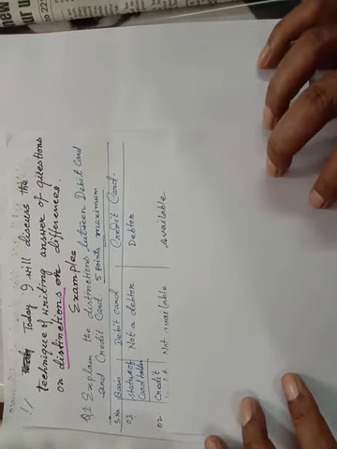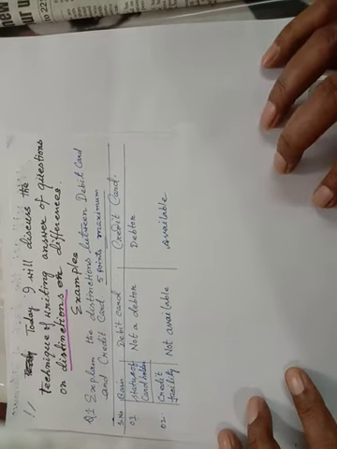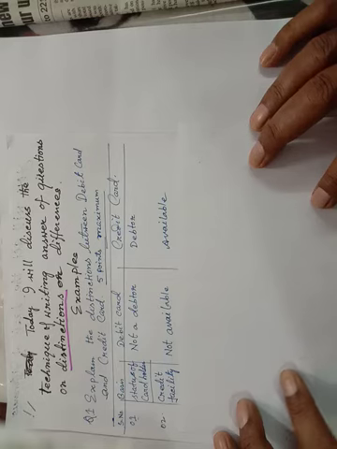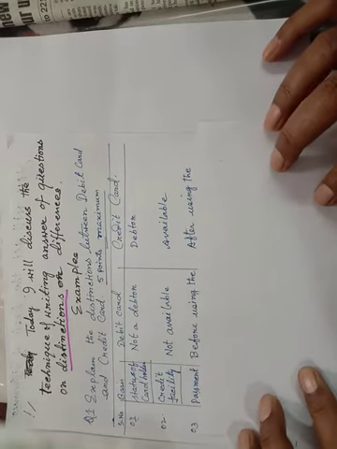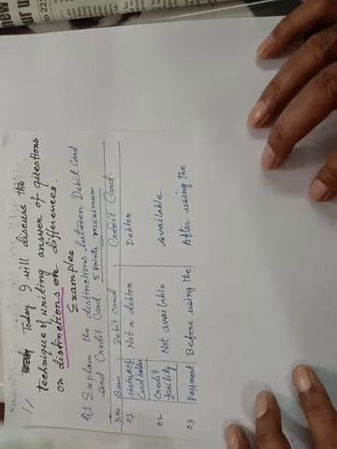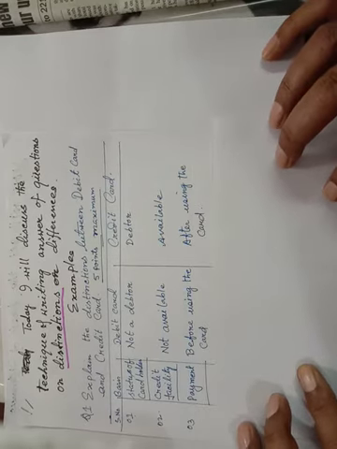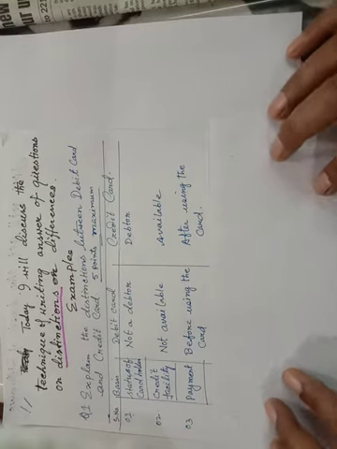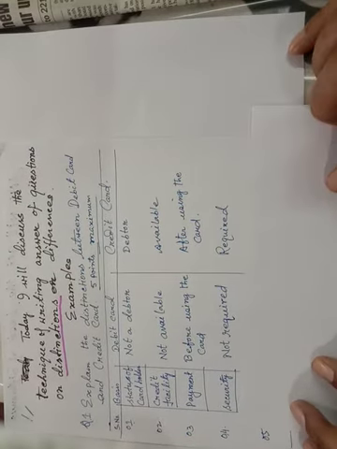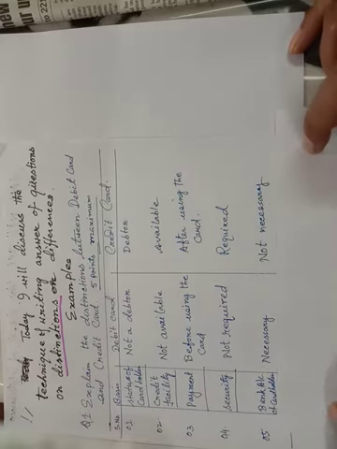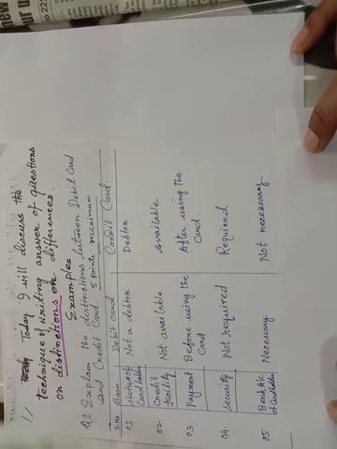Now, the second point is credit facility. Not available in case of debit card, available for credit card. One word is enough to get half a mark. Third, payment: before using the card, after using the card. Security: not required, required. Then bank account of card holder: necessary, not necessary. So there is no need of writing full sentences.